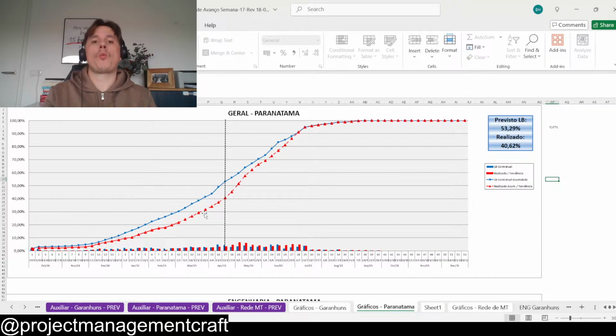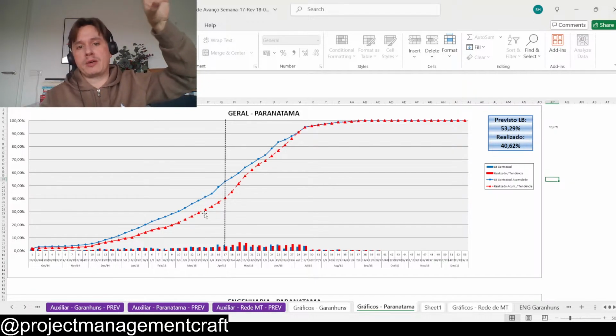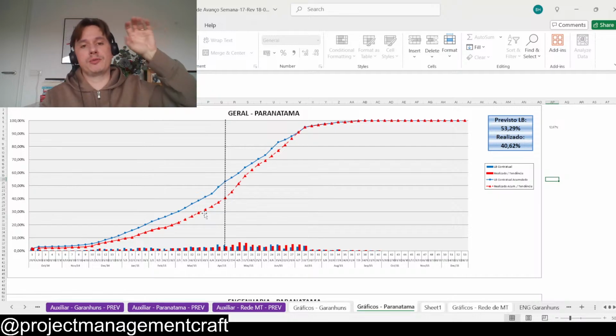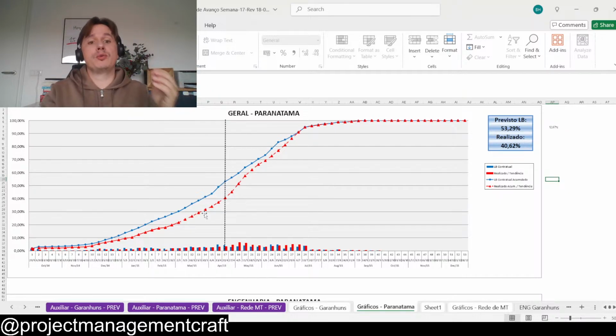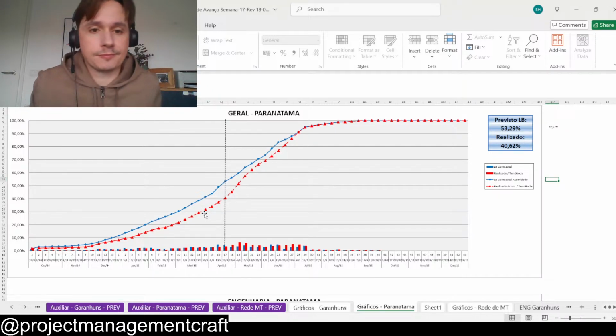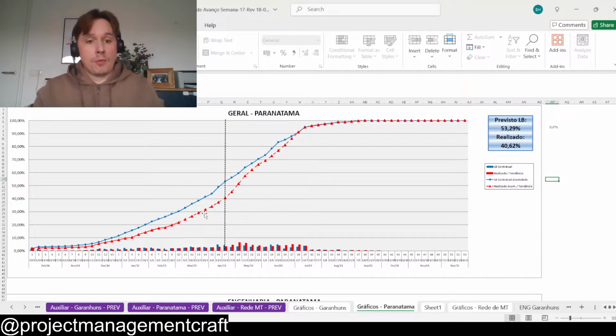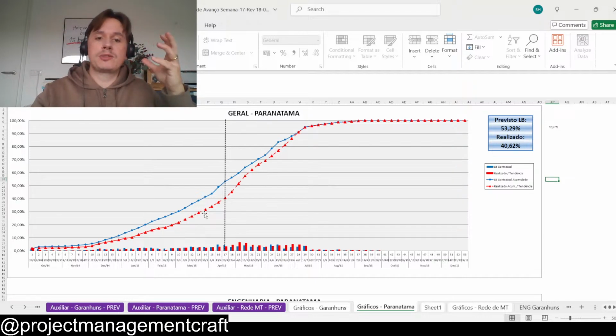Of course, what is the blue curve based on? It was based on the Microsoft Project plan. So we created a Microsoft plan there with all the details following our work breakdown structure. And this structure here, we break down all the activities until you get to a more executable level.